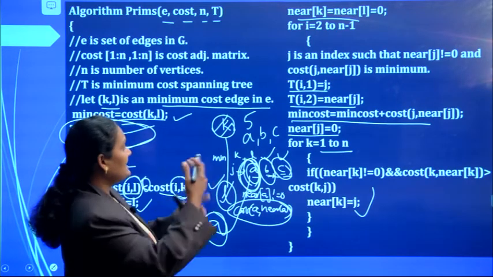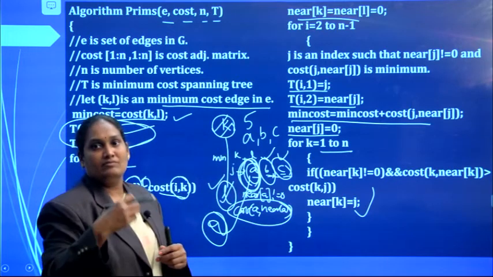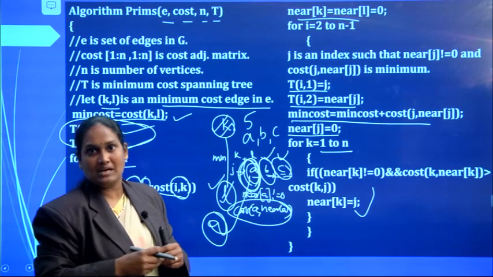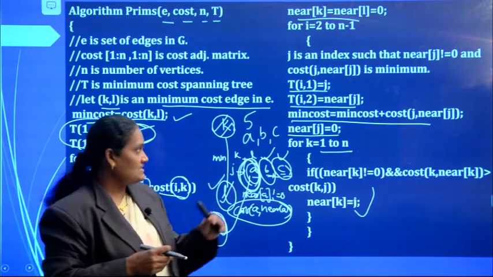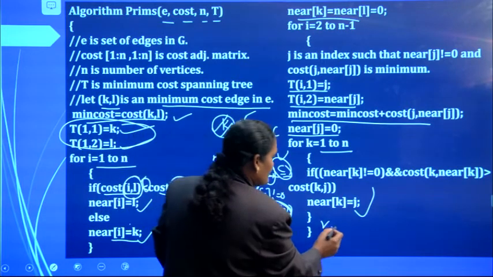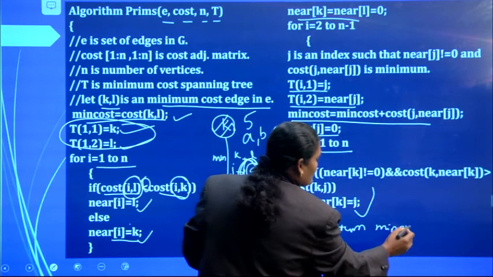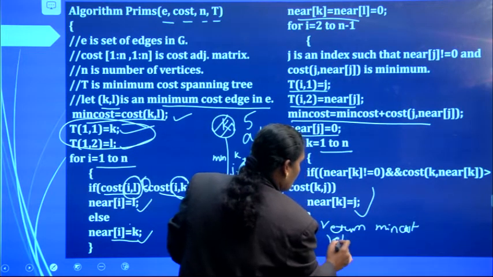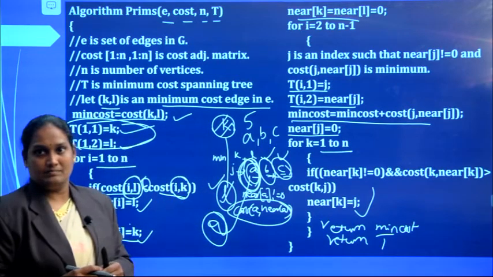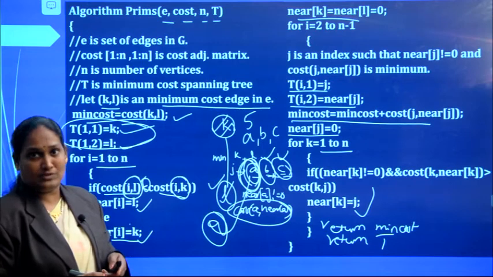So by repeating this process for each iteration, finally we will end up with a minimum cost spanning tree. This algorithm returns the minimum cost also. It returns the minimum cost as well as the minimum cost spanning tree, which is nothing but T. Okay, so I hope you all understood the greedy algorithm for Prim's.